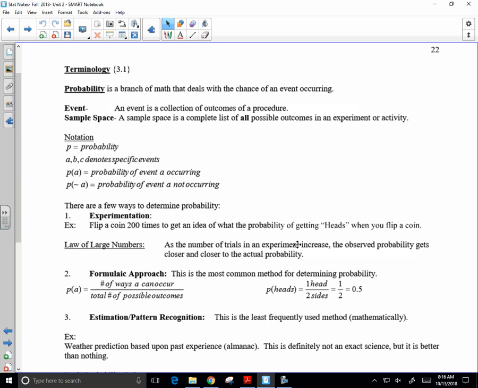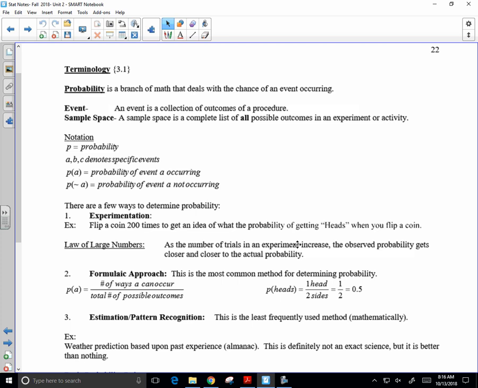dangerous in your mind. Probability: the branch of math that deals with the chance of an event occurring. An event is a collection of outcomes of a procedure. A sample space is a complete list of all possible outcomes in an experiment or an activity. Okay, so we're going to spend basically the whole unit working with those ideas, events and sample spaces.